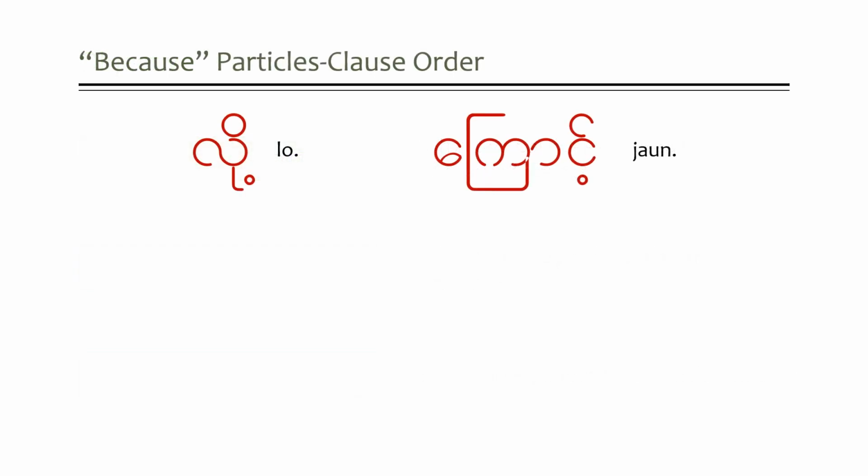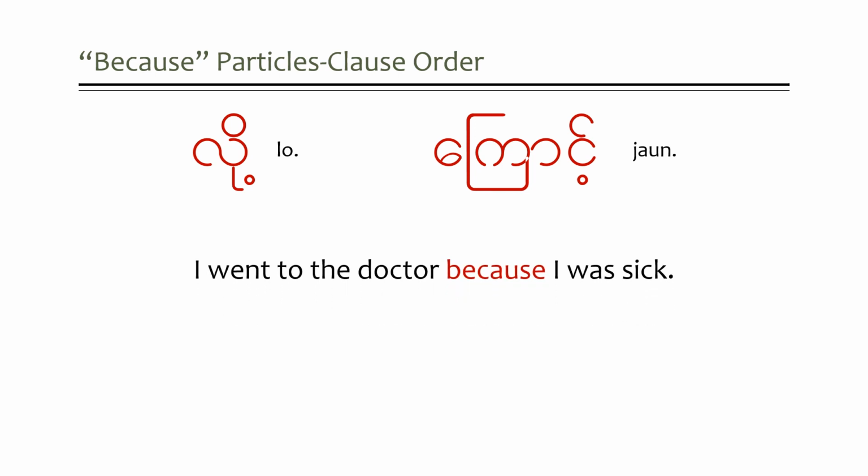Here are the two particles then for because. The first is pronounced lo, and the second, jaun. So they both finish with that short, creaky tone sound. Now let's look at an example of a because sentence. I went to the doctor because I was sick. And that's how we would normally say it in English.